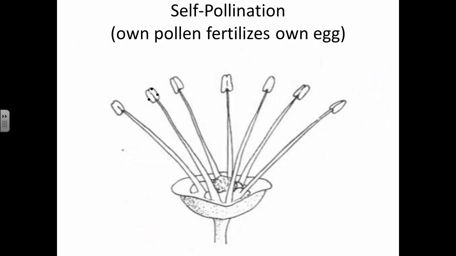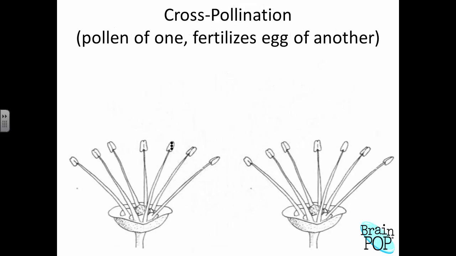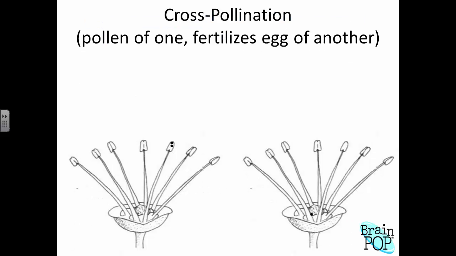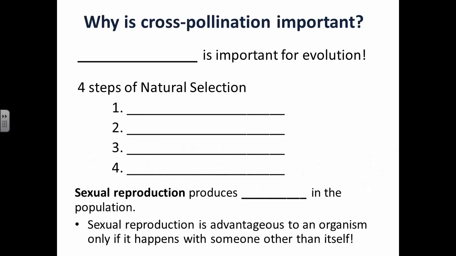So this would be an example of self-pollination, when a pollen grain from the anther fertilizes its own flower. Cross-pollination would be when that pollen grain is transferred to another plant for fertilization. And cross-pollination is important because what is one of the key things we need for evolution? Sort of the first stage. Like things so you can adapt.